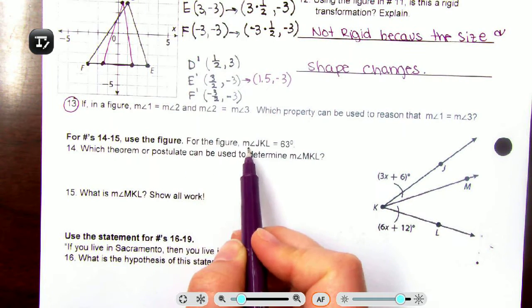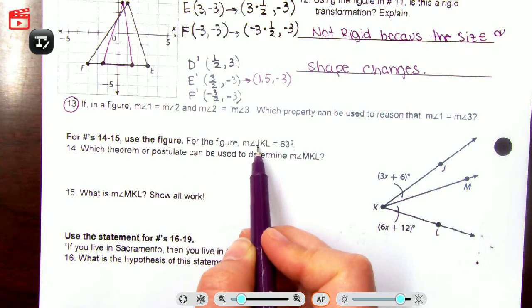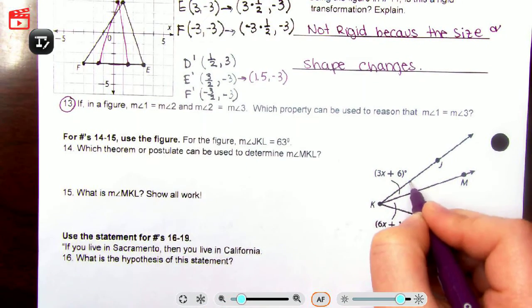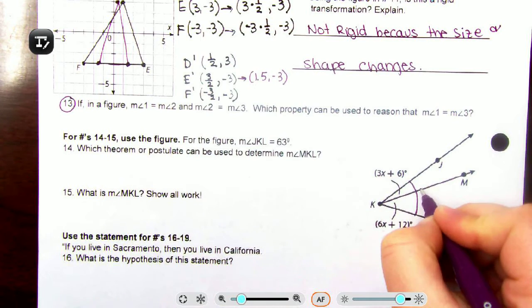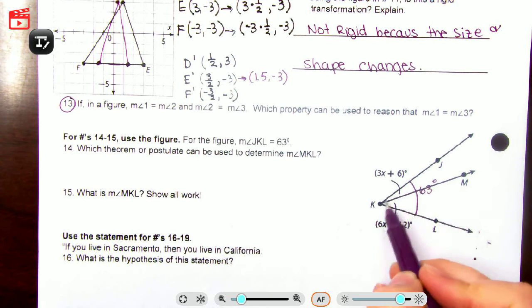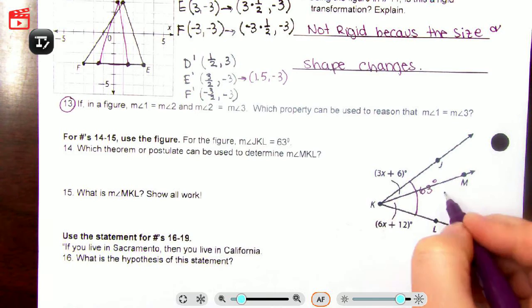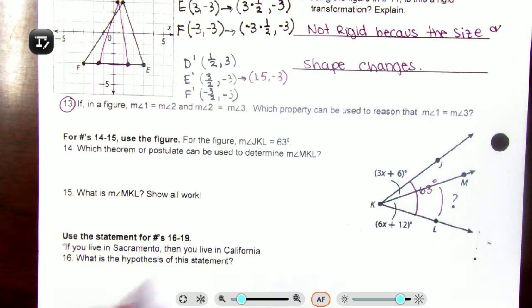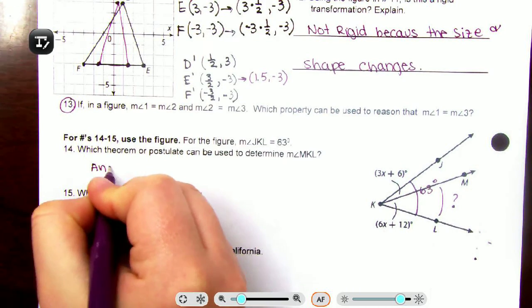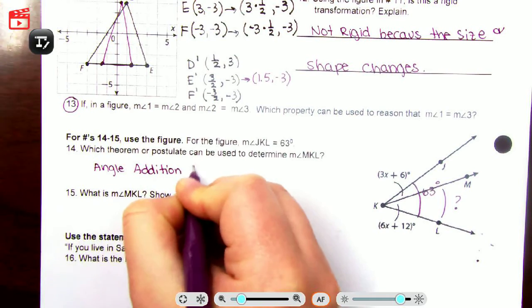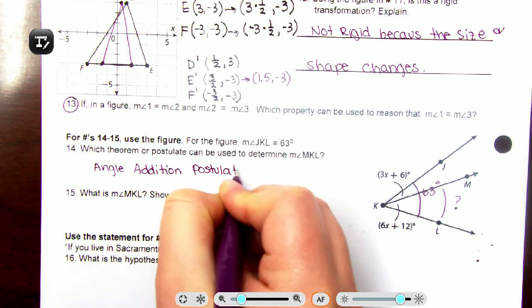For the figure, the measure of angle JKL is equal to 63 degrees. Which theorem or postulate can be used to determine the measure of MKL? So we're trying to find this one here if we know this one. This one is going to be the angle addition postulate.